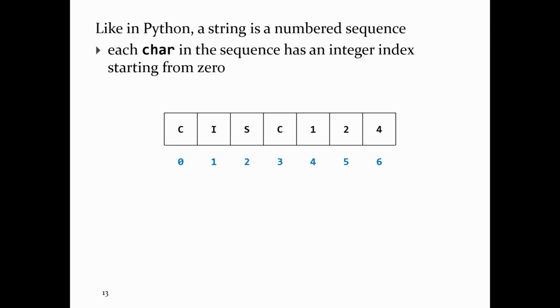Okay, so strings are just a numbered sequence of characters, right? Just like in Python, similar to a Java array, but you can't use the square bracket notation. Every char in a sequence has an integer index starting at 0. So in sys124, the first C is index 0, the 4 is at index 6. If you try to use a negative index or an index greater than 6 with this string, you'll get an error.